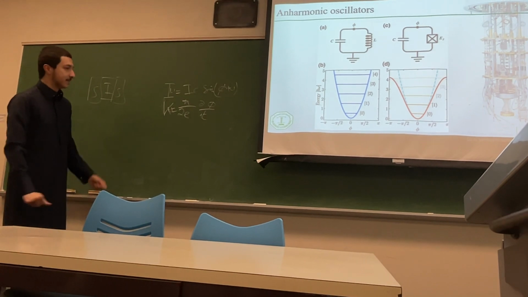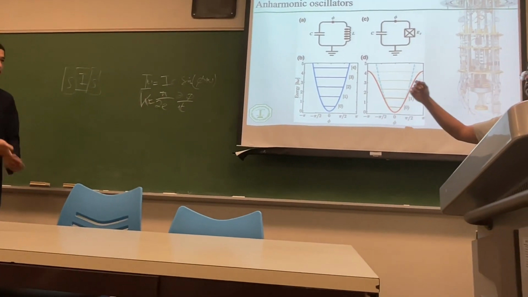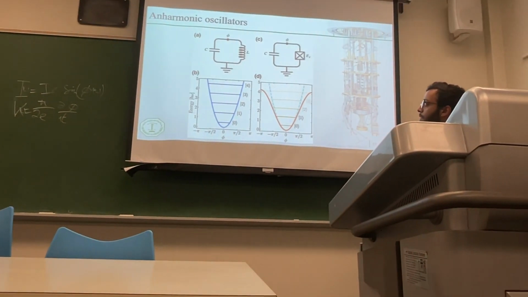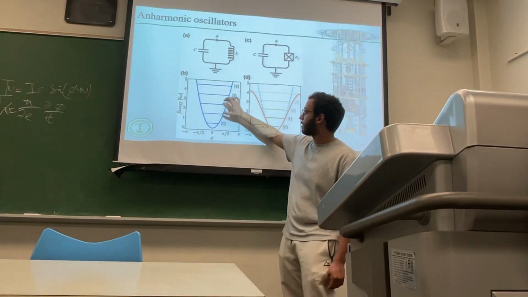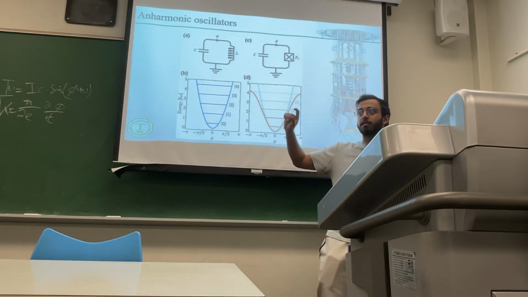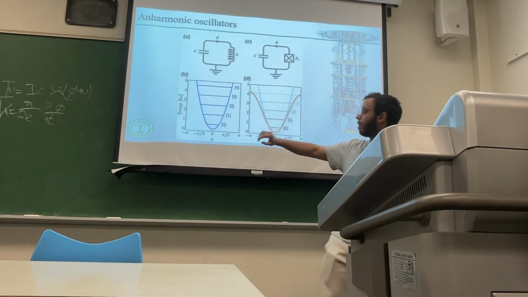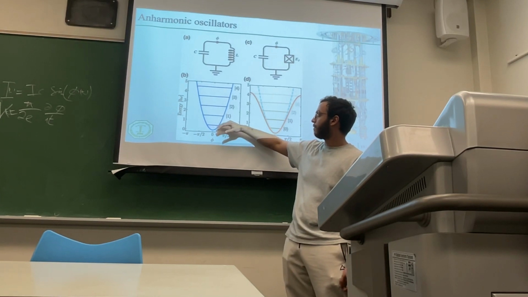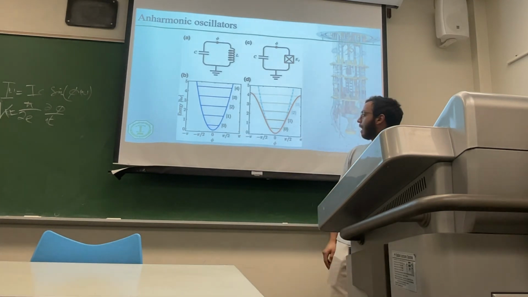So what's the difference between a linear component in the circuit and a nonlinear one, as in the Josephson junction? The linear one basically just gives you equally spaced energy levels. It has the same frequencies between all of the levels. So when you go from state 0 to state 1, it has the same frequency as if you go from state 2 to state 3.